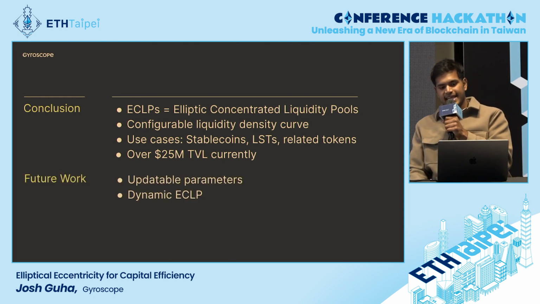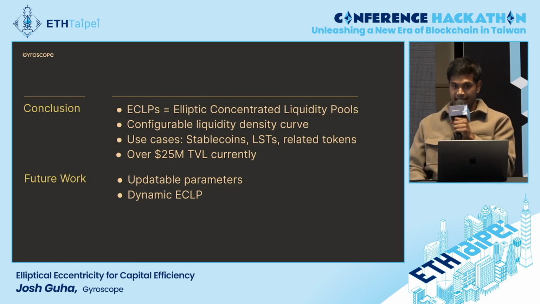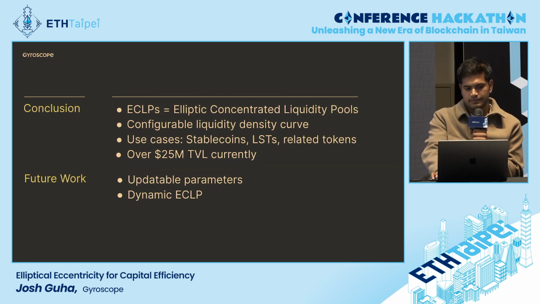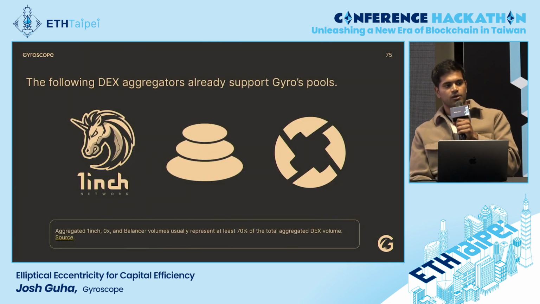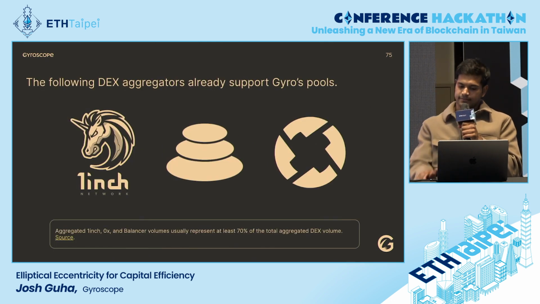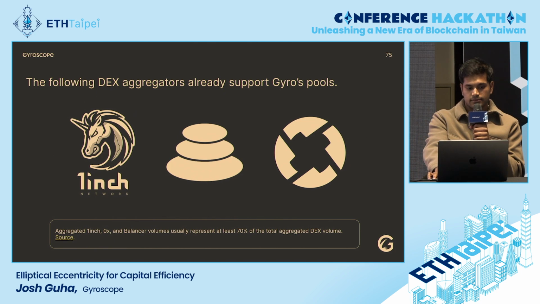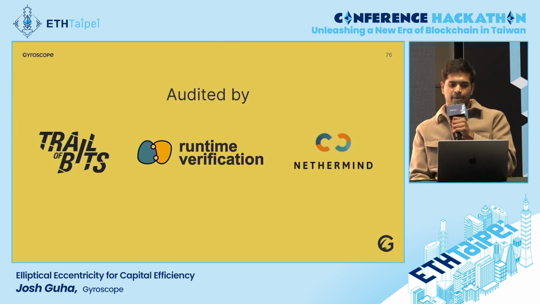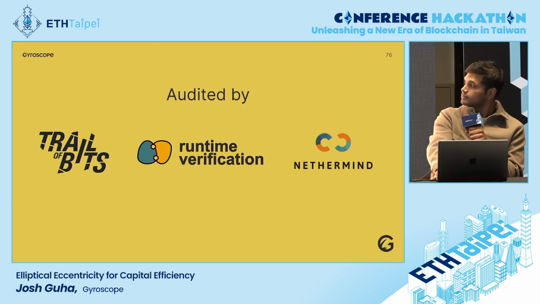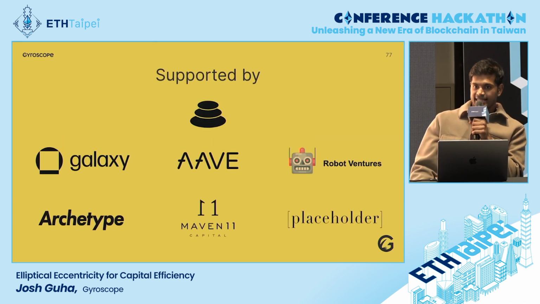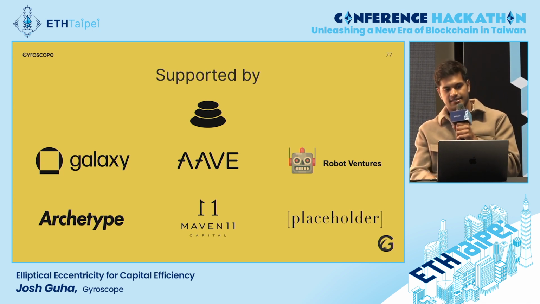In the future, we plan to add updatable parameters to our ECLPs to allow for a more dynamic ECLP. The ECLP is integrated with top order routers such as Balancer, 1inch, and 0x. The smart contracts are audited by leading names in the industry, as you can see here. And the Gyroscope team is supported by some big players in the DeFi space.